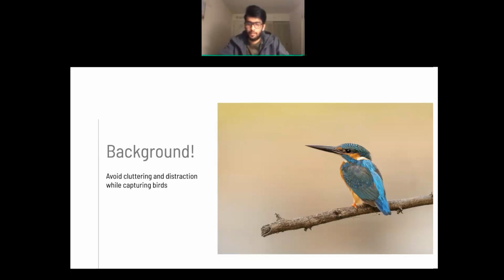So here my main focus is on the subject, and just avoid clutter and distraction while capturing birds. If we are doing street photography, there are a lot of elements that need to be captured just to give life to the photo. But in the case of bird photography, it's a contrast. You need to focus on your subject, and it's very important. You have to avoid clutter to get clean photos. Imagine having a lot of branches and leaves around this bird. That would have deteriorated this photograph a lot.